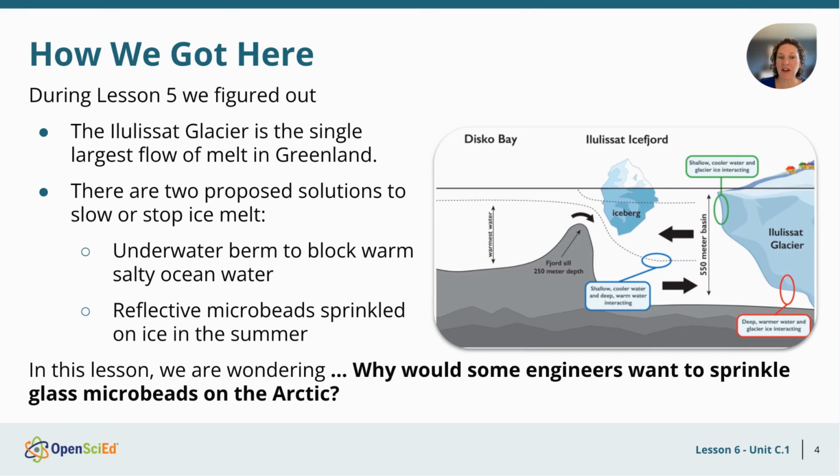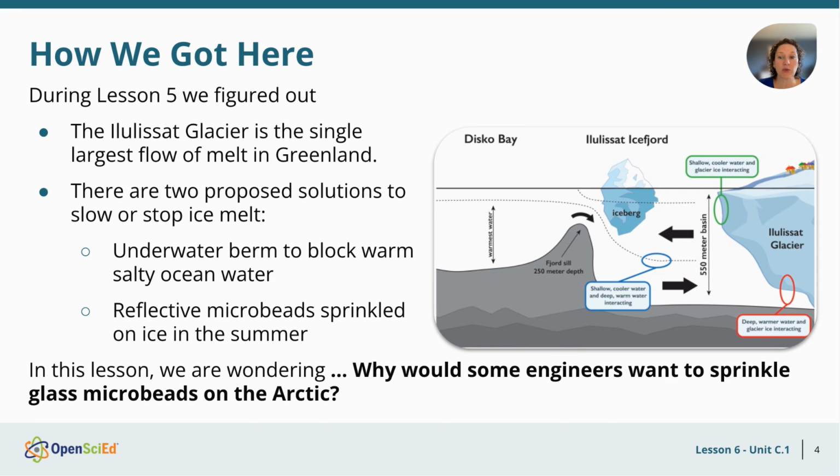During lesson 5, we figured out that the Ilulissat Glacier is the largest flow of melt in Greenland. The front edge of the glacier has been receding over many decades. There are two proposed solutions. One is to build a huge underwater berm between Disco Bay and the Ilulissat Ice Fjord to prevent the warm, salty ocean water from coming into contact with the glacier. The other is to spread thin layers of microbeads on Arctic ice in the summer months.